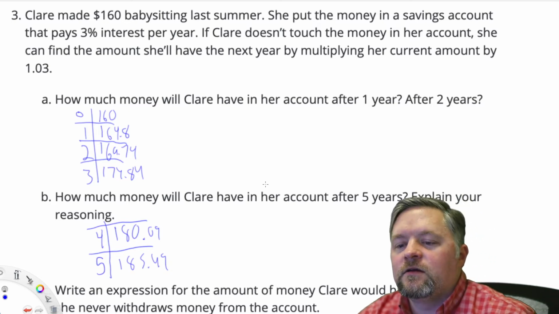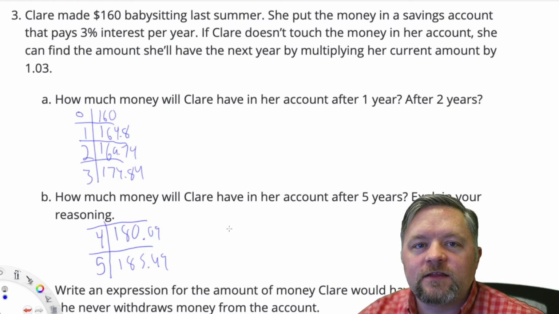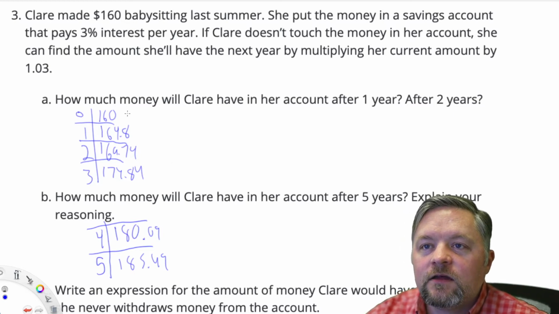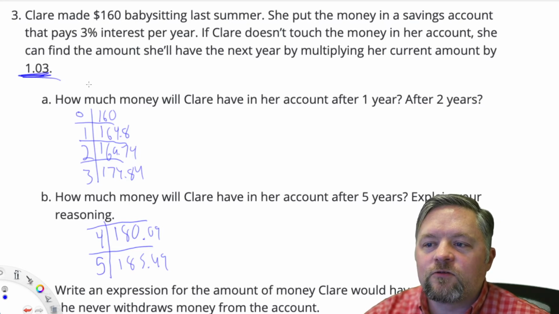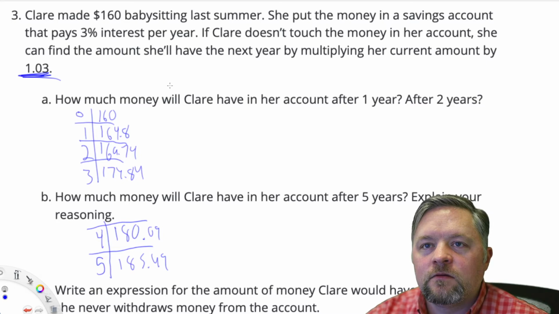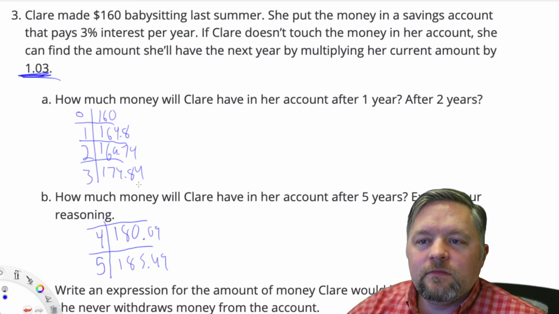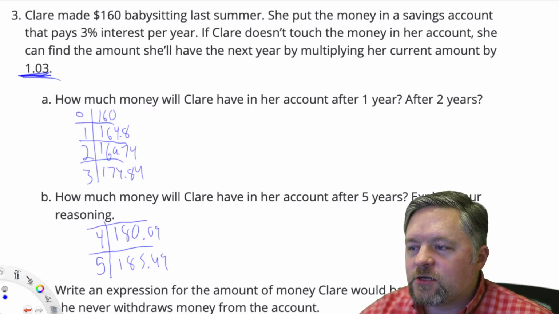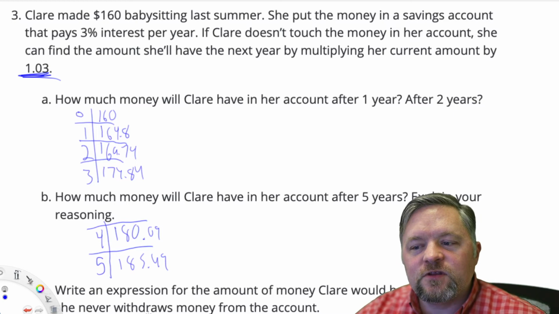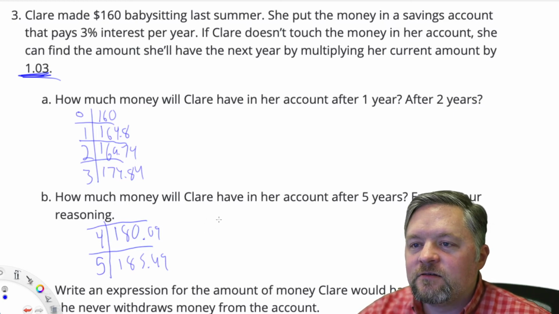185.49. Now, we also could have done this slightly differently. Every time we multiplied this by 1.03, if it were a huge number of years, like, ooh, look, the next question, after 30 years, do you want to do this 30 times? I don't. I'm kind of a lazy bum. That's why I'm a math teacher.